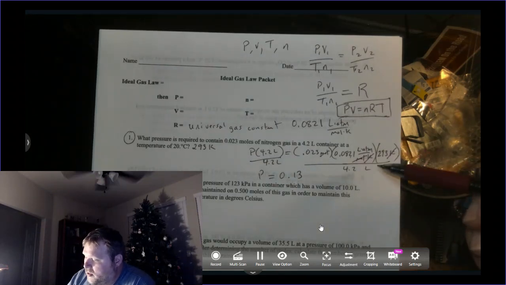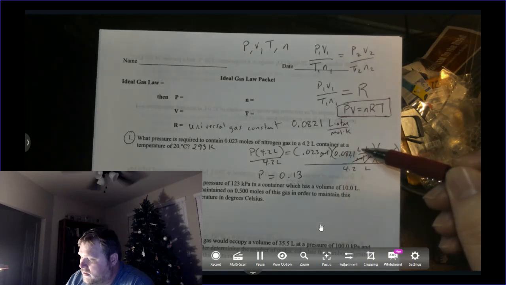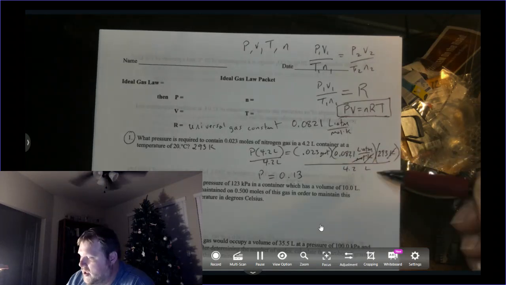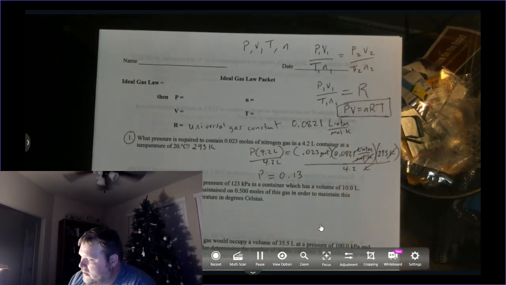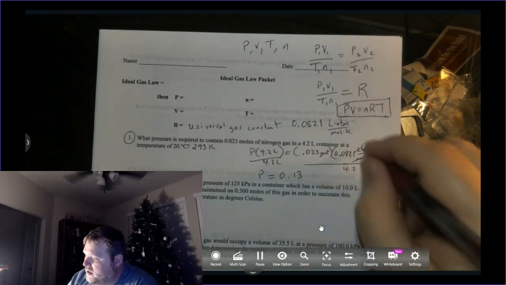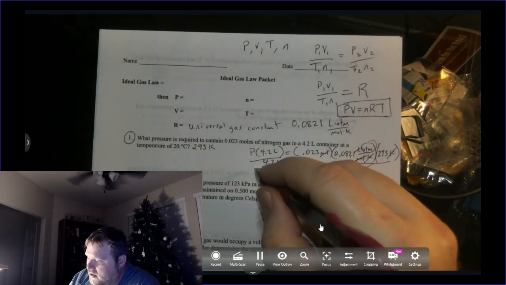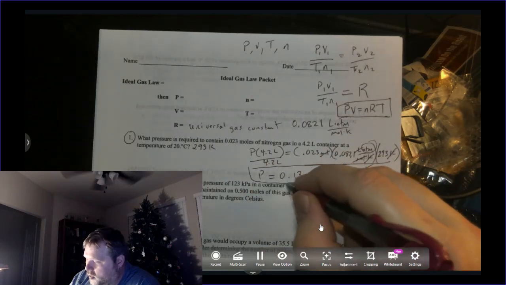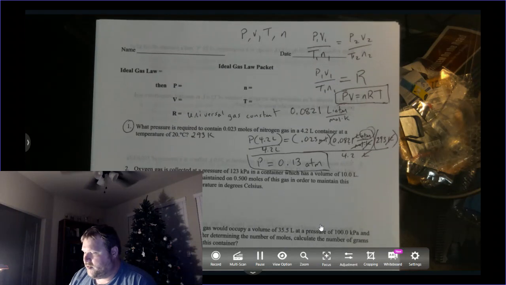And then it's a little bit harder to see here, but I have a liter on top in the numerator, and then a liter on top in the denominator. So that's a complex fraction, but it does cancel out, and it leaves me with an atmosphere. So my pressure comes out in a correct pressure unit, 0.13 atmospheres. That's a pretty straightforward problem.